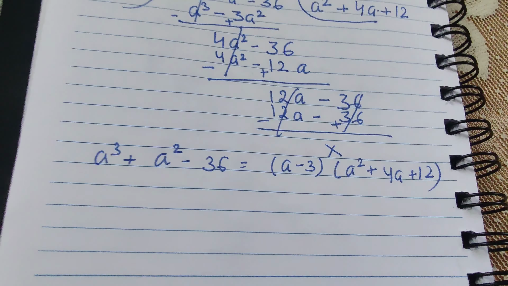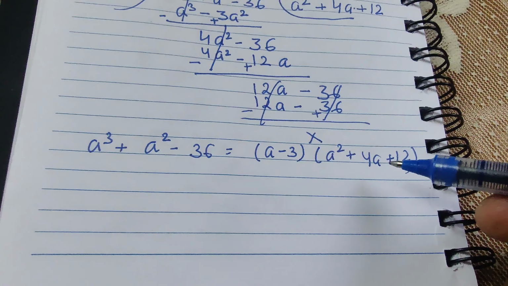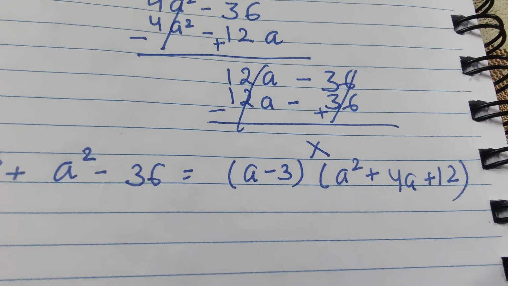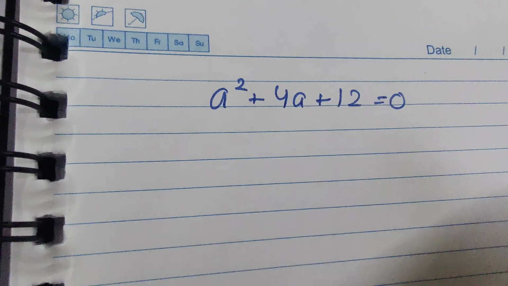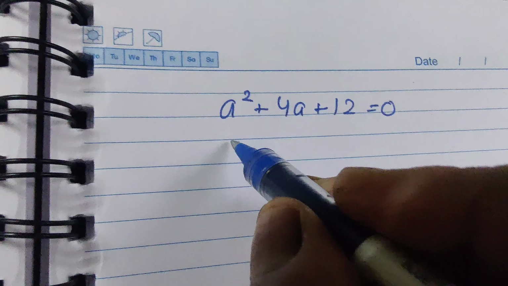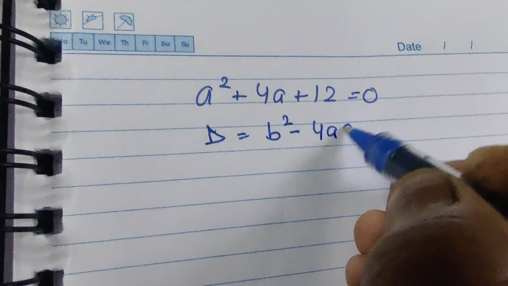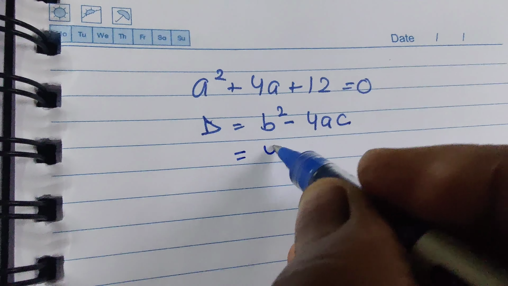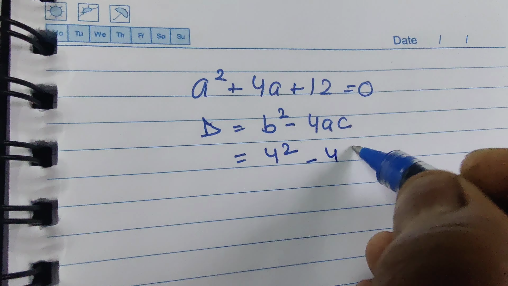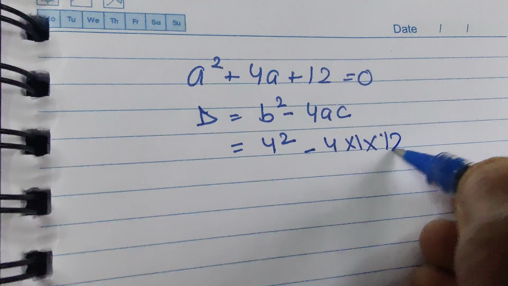Okay, now factorize these two terms. First factor is a minus 3. Find the other two factors. We have to factorize a square plus 4a plus 12. A square plus 4a plus 12 is a quadratic equation. First you have to find the discriminant. Discriminant equal to b square minus 4ac. Here b equal to 4, a equal to 1 and c equal to 12.